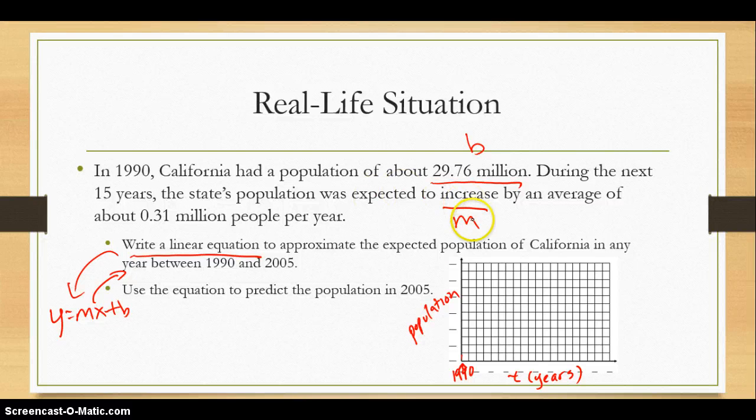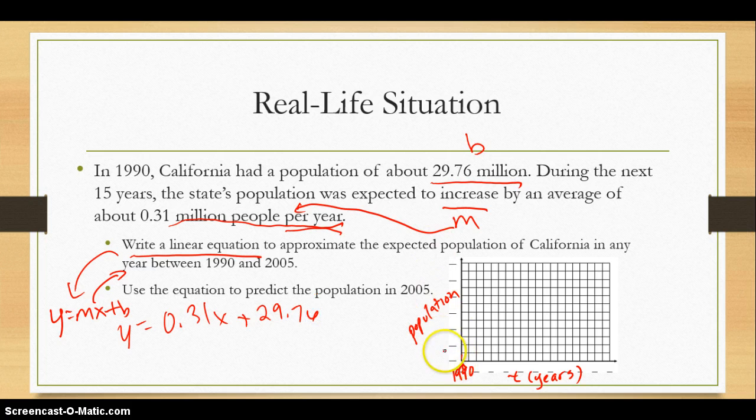Now, it increases at an average of about 0.31 million per year. Per year. When we see that, we automatically know that that is our m. Okay, we know it increases, we know it's going to be positive, and it goes up per year 0.31 million. So write this in an equation: y equals 0.31x plus 29.76 million.